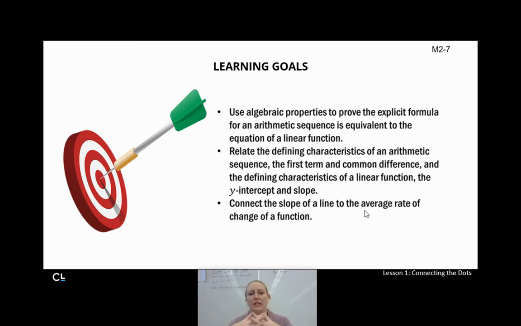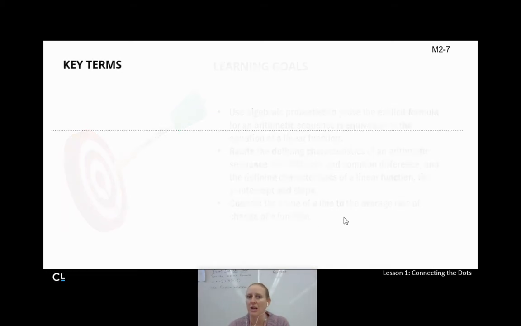We've already started, we're going to dig a little deeper on relating the defining characteristics of an arithmetic sequence, that first term, that common difference, right? That's what makes an arithmetic sequence an arithmetic sequence. And we're going to continue relating those to the defining characteristics of our linear functions. We know linear functions, the important things are the y-intercept and the slope. So we're going to also take it a step further, and eventually we're going to get to connecting the slope of a line to the average rate of change of our function. But we may not really get to that till next time, but that's okay. We'll have it in our HUD as we go.